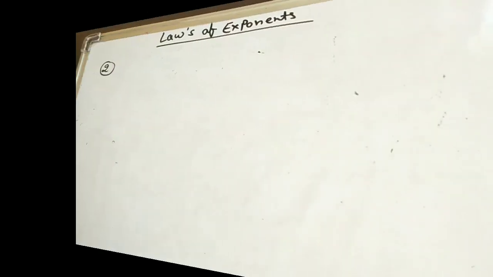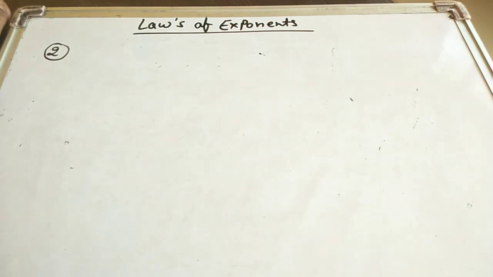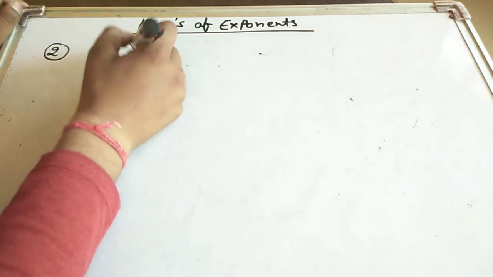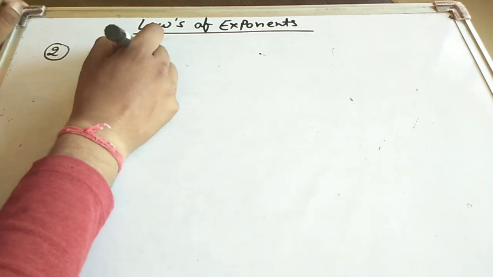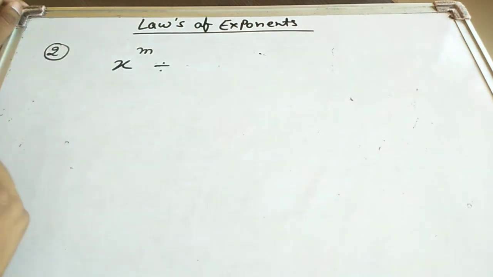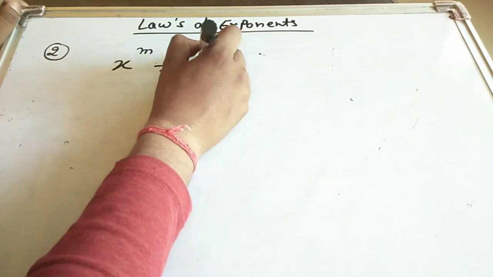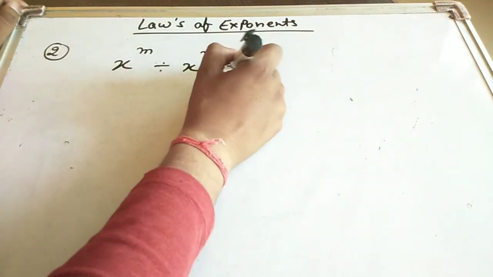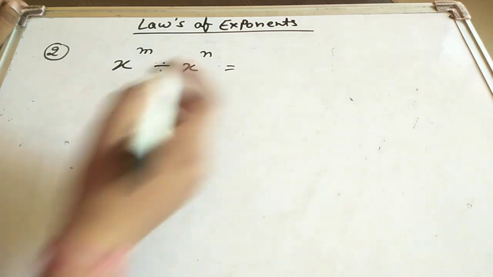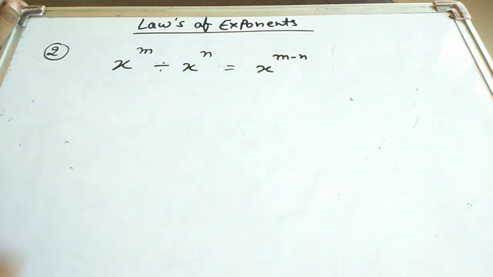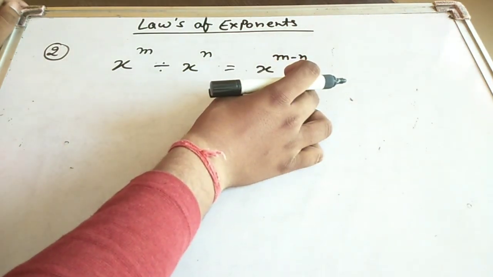Understood? Second law of exponent: when the same bases are divided, then the exponents of the base number will be subtracted. Like x to the power m divided by x to the power n. The base should be the same. So the power will be subtracted. x is the number and the power is m minus n. The power will be subtracted.